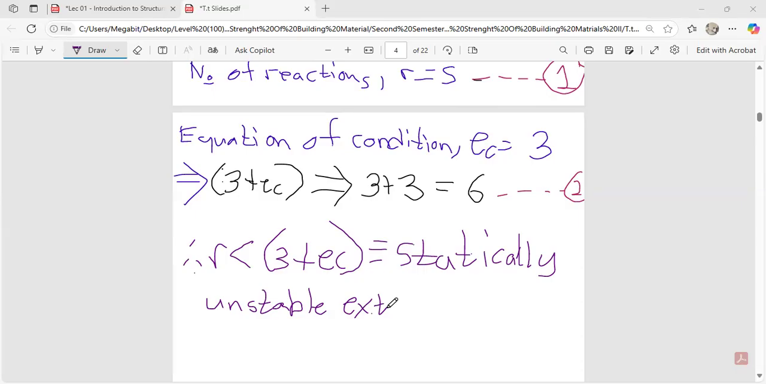Okay. Thank you very much for the question. I believe it has also enlightened others. So this is statically unstable externally.